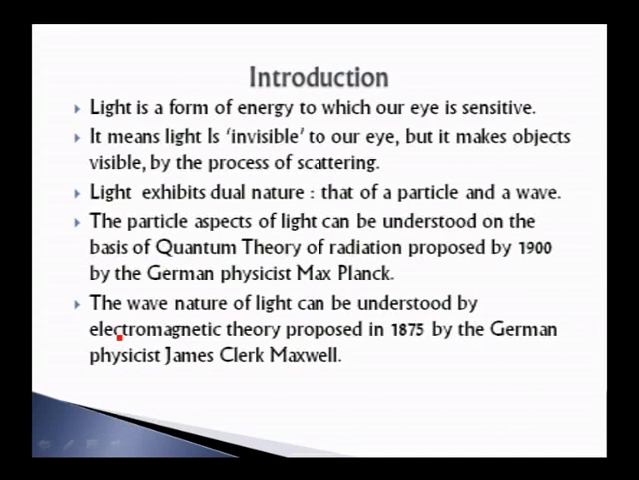This is why we call it visible light. There are some lights, for example infrared and ultraviolet, which are present but do not make the object visible, hence these are referred to as invisible lights. Now, various theories have been put forth to understand the behavior of light, or I can say, in a crude way, what light actually is.